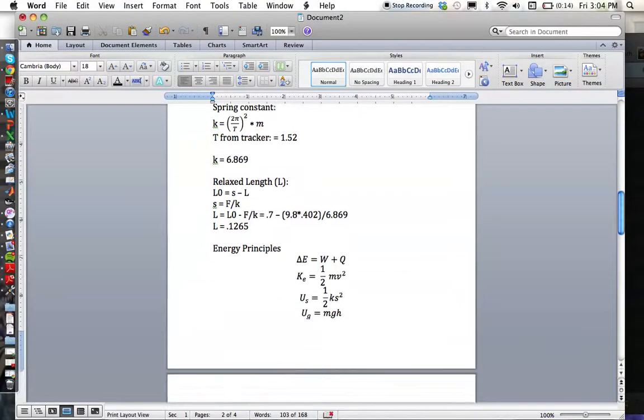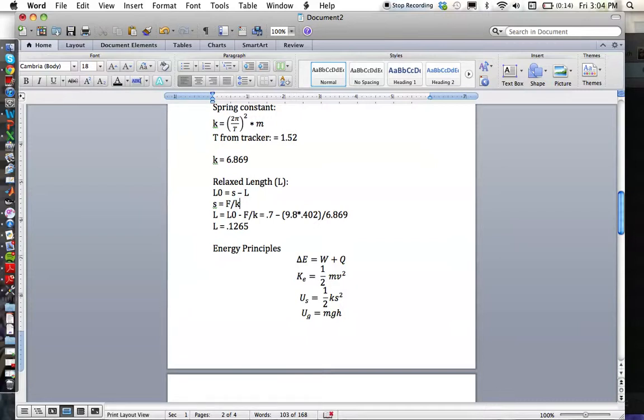Now, something different with our Tracker is that we've done momentum principle before multiple times, but something new is the energy principle. The energy principle is that the change in energy equals work plus heat. In this case, we know that no heat is lost or gained in the system, so we can just say that equals 0. So in this system, delta E equals work.